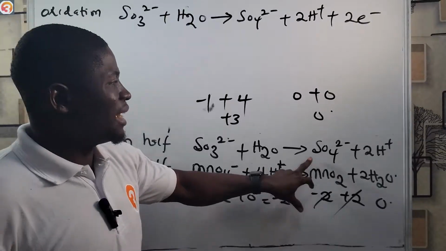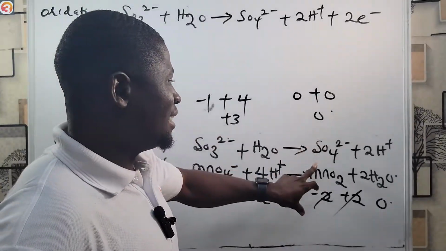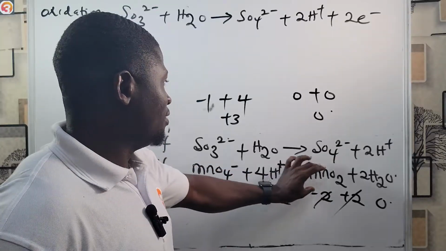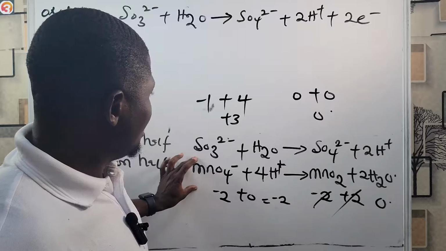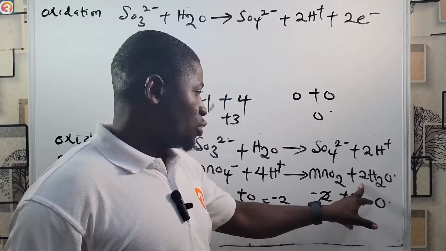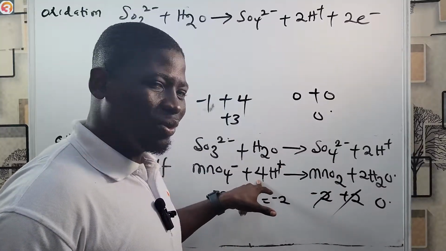Okay, so what do we do now? We need to balance this side by adding the appropriate number of electrons. Okay, so which side is more positive? This left hand side is more positive than the right hand side. So we add 3 electrons to this left hand side.